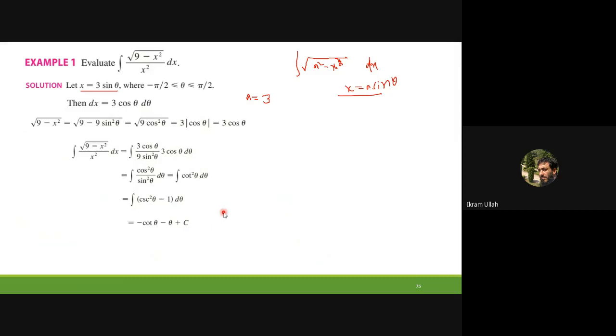So now we have to find this angle theta. Since this is the indefinite integral, we must return to the original variable x. So we have to substitute x again, we have to find x, but here this is theta.